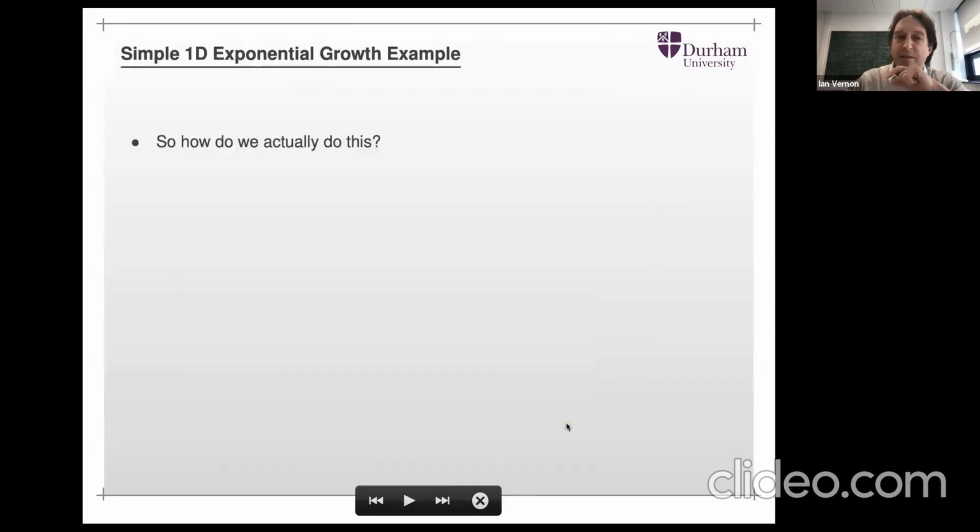So that's that sort of basic reason why we want to exhaustively explore the parameter space: to protect us against problems such as that. So how do we actually do this?